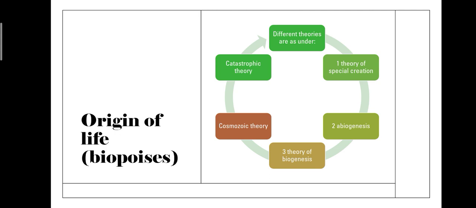Next is abiogenesis. It states that life originated abiotically, meaning from non-living materials by spontaneous generation. It was widely accepted up to 17th century.